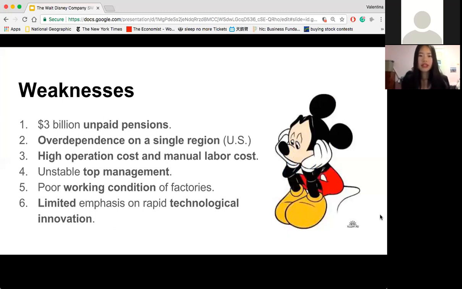The other weakness Disney has is its unstable top management. It's very unstable for the company to change its managers very often, especially the top managers, because they have different styles of leading the company. Every time they change, the company has to go through a period of adjustment. So that's one of the weaknesses Disney is looking into. They're trying to maintain a longer and more stable top management, and have a CEO who's going to work for Disney for as long as possible.